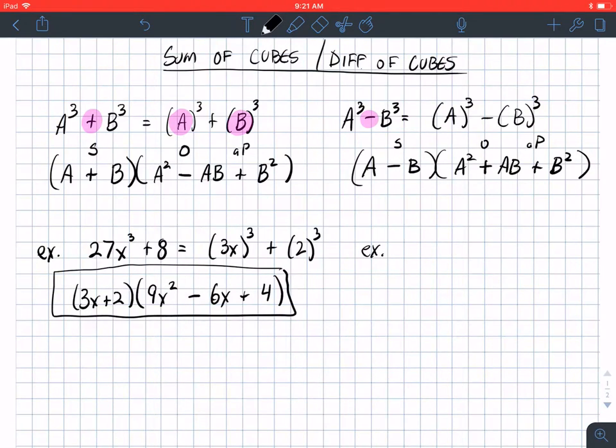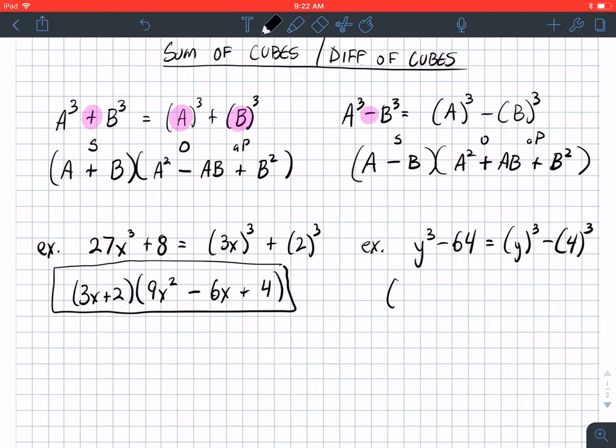Our example, let's try y cubed minus 64. So once again, let's try to write that as something cubed minus something cubed. After we have that, it can go a little bit more straightforward. So now we can say the SOAP rule says we take one from each. So we take a y and we take a 4. We subtract them.